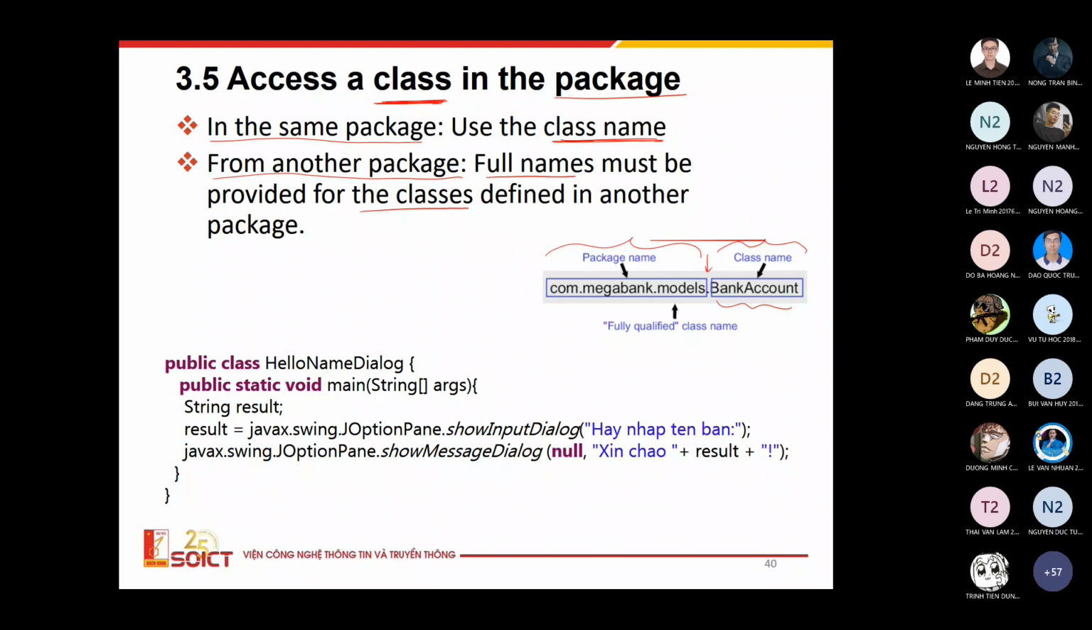Okay, when you want to access a class named JOptionPane, this is a class name, and this class belongs to this package. You want to access the method showInputDialog of this class. So if you want to access this method, you have to provide the full class name before the name of the method, and this is the input parameter. Okay.